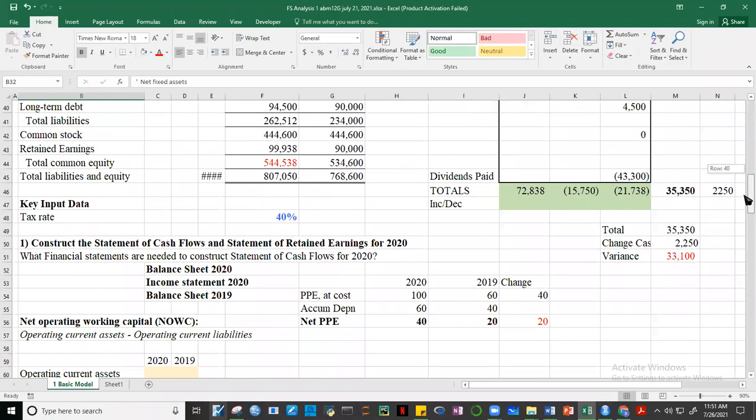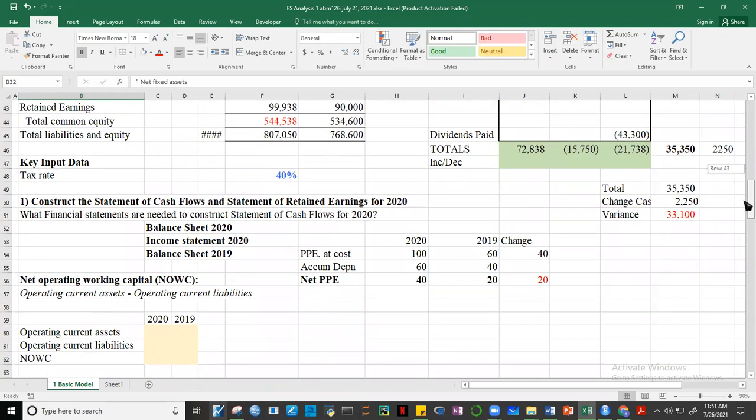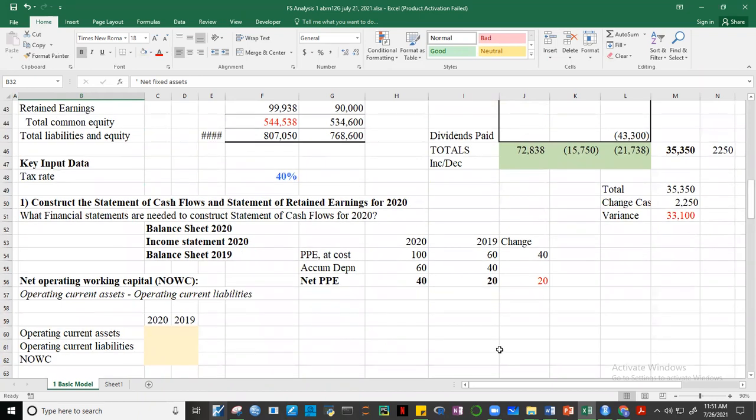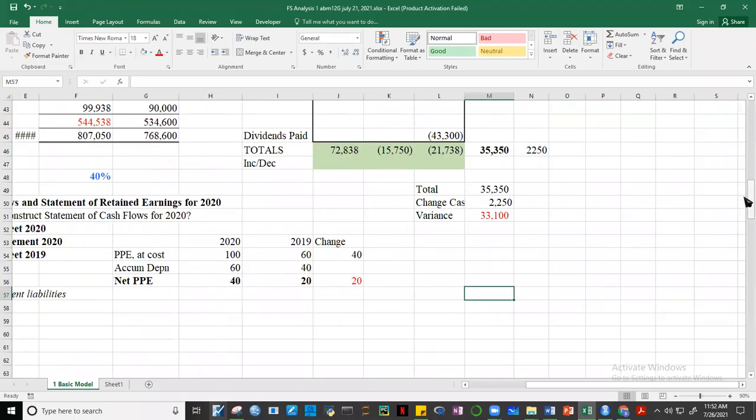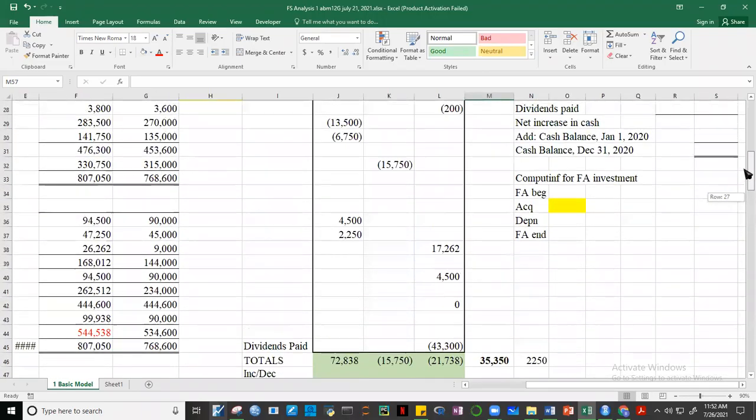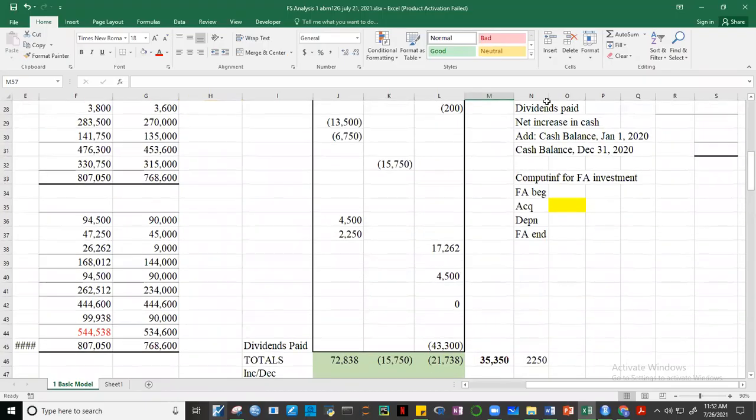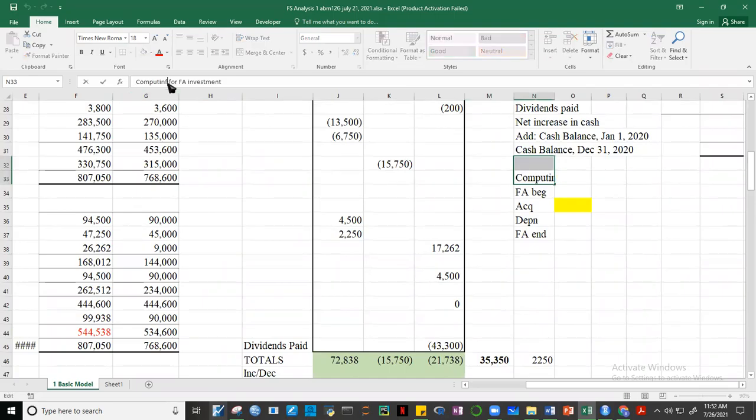So how to address this? How to address this, guys? Well, we can use basic arithmetic, or we can use an Excel method, which I'm going to show you in a while. No? So ito, guys, ito na yung ano natin. We will have to compute magkano ba talaga yung in-invest. It's not 15,750. No? Mali ito, guys. Dito nang gagaling yung error. Okay? So how do we compute for this?